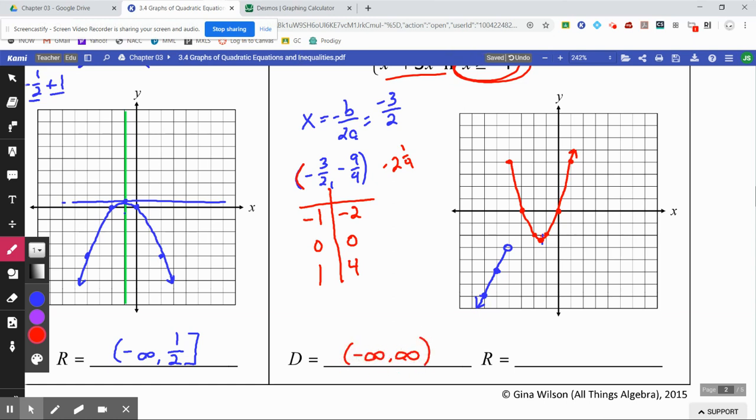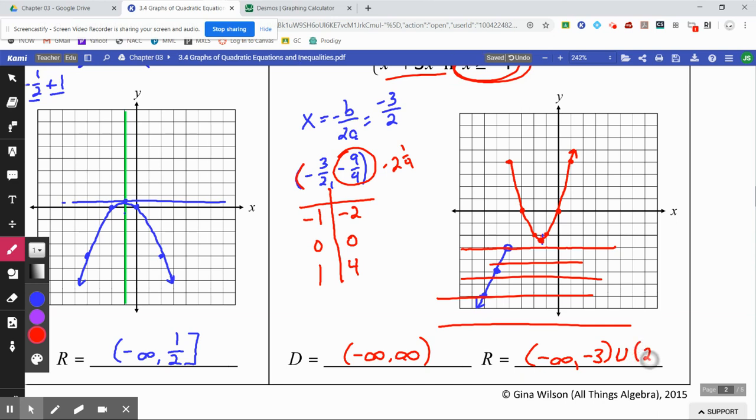Now, what did I get? My range. My graph starts at -infinity, and as I move up, I get an open dot here, and I get a little bit of a jump in my graph. I get an open dot at -3, so we're not going to include -3. Then I jump back up to my vertex. Now again, think about where your vertex was located. What is the y value on that vertex? Was right here. -9/4, which was also -2 1/4.